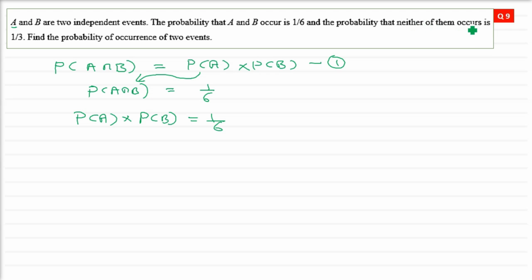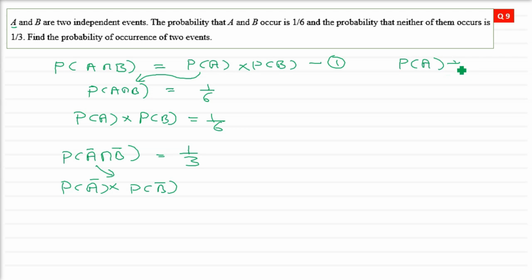Now the probability that neither of them occurs is 1 by 3. So neither of them occurs: P(A not intersection B not) is neither of them occurs, which is 1 by 3, as given in the question. So we will write P(A not intersection B not) equals 1 by 3. So what does it mean? It's P(A not) multiplied by P(B not), because A and B are two independent events, and when they are independent events, P(A not intersection B not) will be equal to P(A not) multiplied by P(B not).